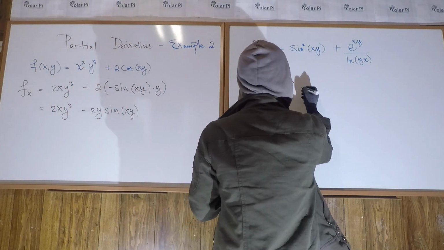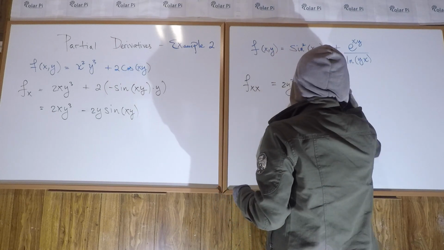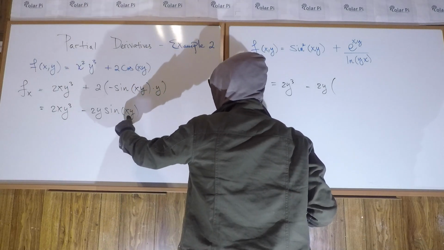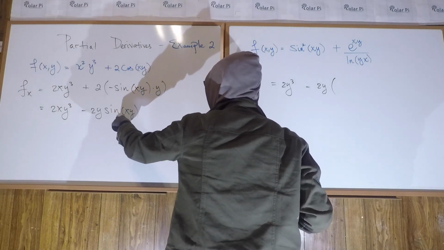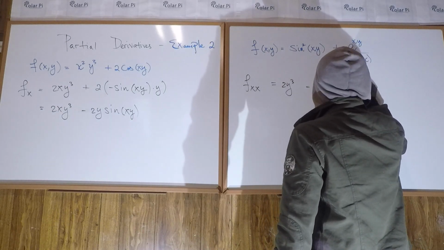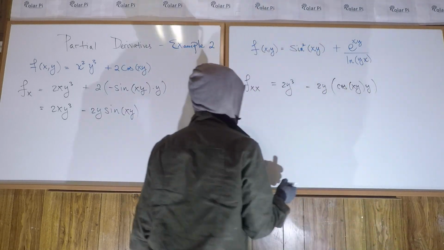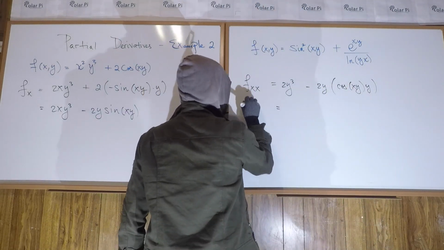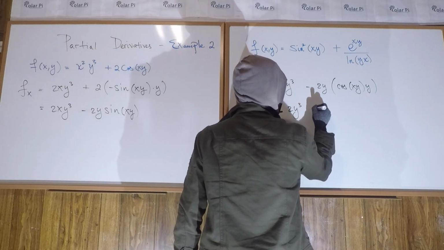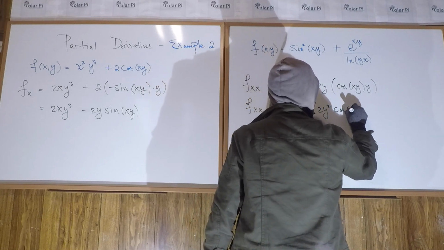And then minus 2y, both 2 and y are constants. And then again, sine inside it has an x, so this is a function of x, and so we need to take the derivative of sine, which is cosine of xy, but then to say we're done, we need to multiply by the constant y, right? And so then we have that f_xx is equal to 2y cubed minus 2y squared cosine of xy.